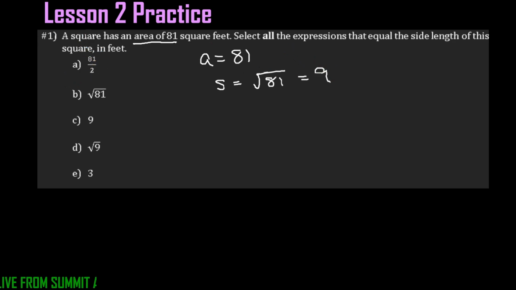81 divided by 2 is not the correct answer. However, square root of 81 is good. We can say 9 is good. Square root of 9 is incorrect because that is equal to 3, which is the last choice as well. So make sure you can have those in there for yourself.